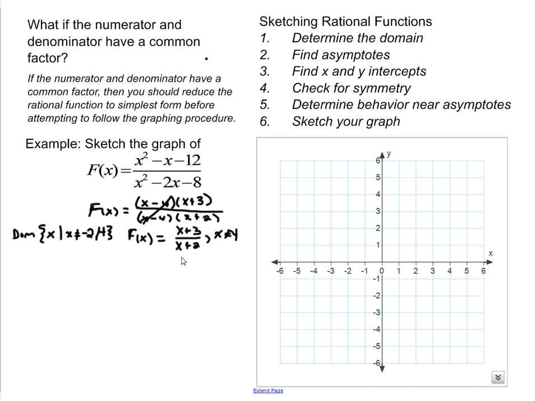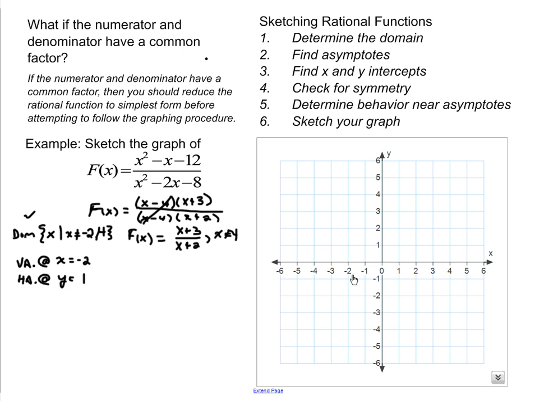But this function right here, x plus 3 over x plus 2, will be the one that we actually graph. So how will that look? Well, in this case, we've determined the domain. Our vertical asymptote will occur in one and only one place, and that is at the line x equals -2. We can only use this reduced expression to get that. Our horizontal asymptote is going to occur at the line where y is equal to the leading coefficient of the numerator over the leading coefficient of the denominator, and that's 1.